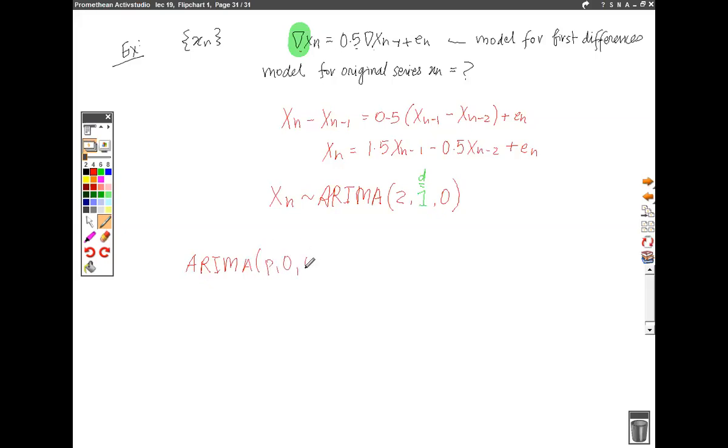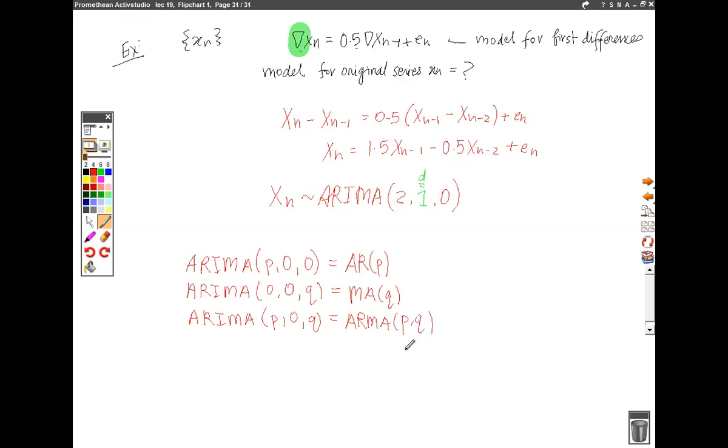So let's say if I have my ARIMA(P, 0, 0), this will be just an AR model, right? And if I have my ARIMA(0, 0, Q), then that would just be my MA(Q) model. Or if I have ARIMA(P, 0, Q), that would just be my ARMA model with the parameters P and Q. Does this make sense?